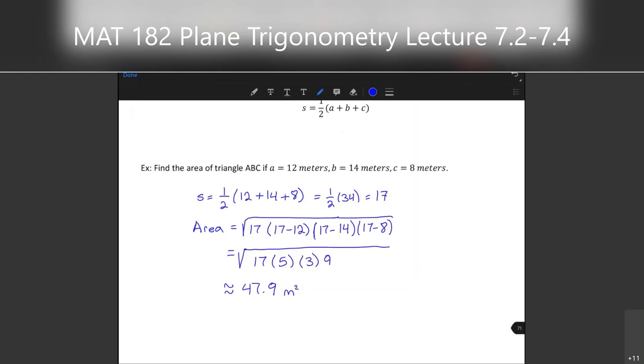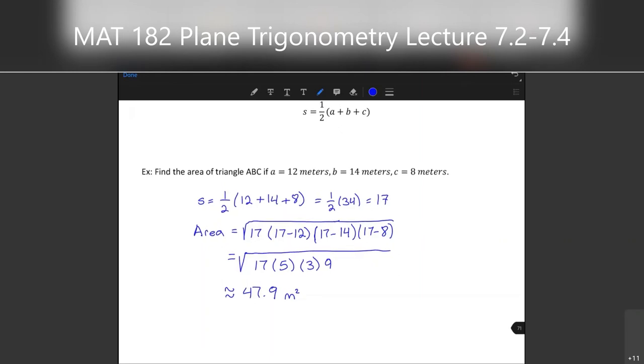I didn't really explore working with other dimensions there, but the mathematics behind it is the same, regardless if it's inches, meters, feet, miles, whatever you want to put on that. Leave it like that.